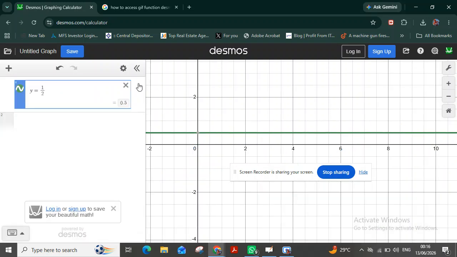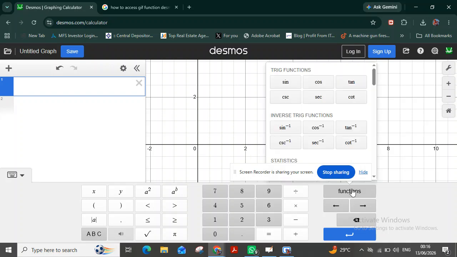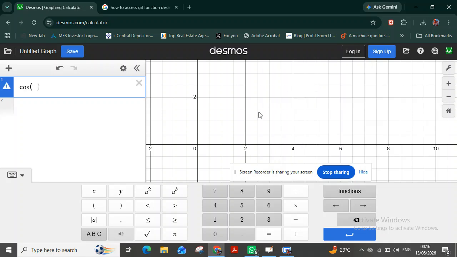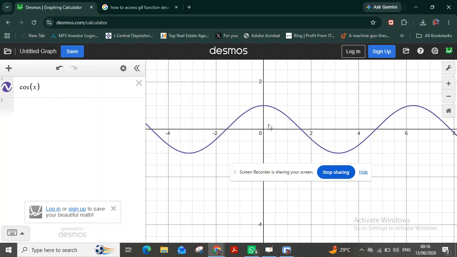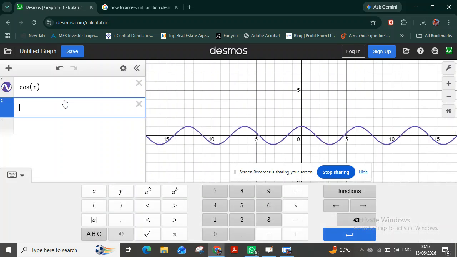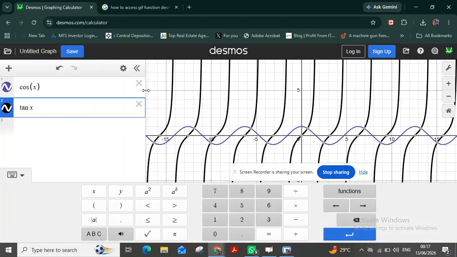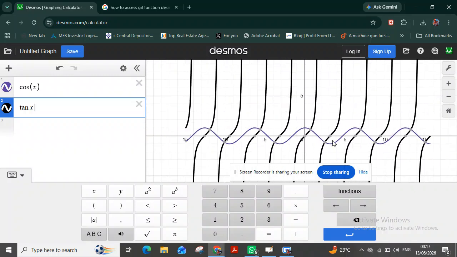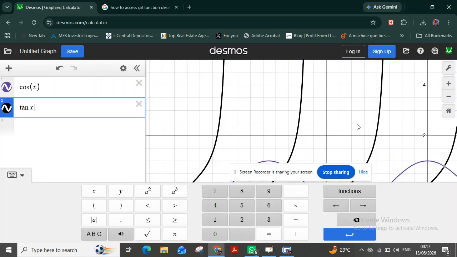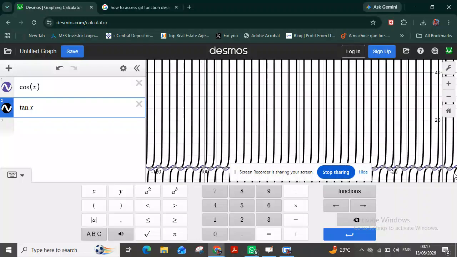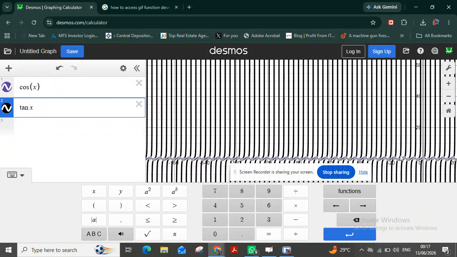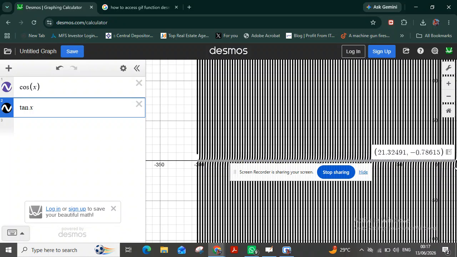Now similarly we can analyze the graph of cos x. This is the graph of cos x. It is the same as sine, but shifted by pi by 2. Its period is also 2 pi, and its range and domain are also known to us. Now let's do tan x. Tan x is like this. It is 0 at 0, and it becomes infinity, undefined, at pi by 2. Its period is nothing but pi.